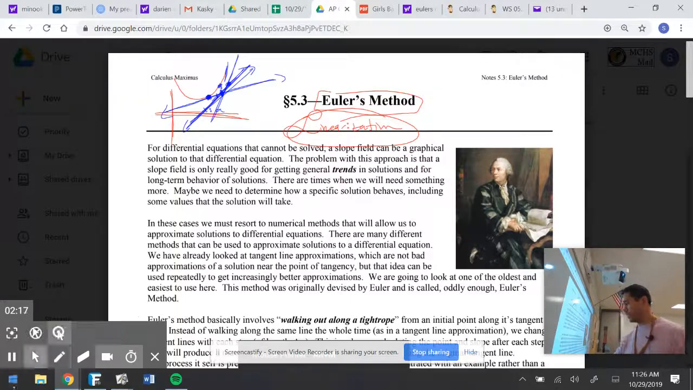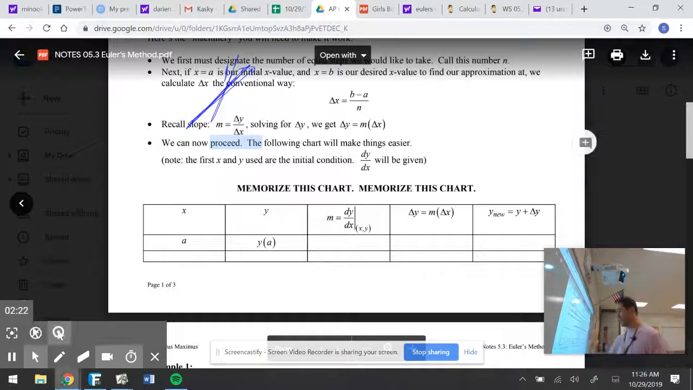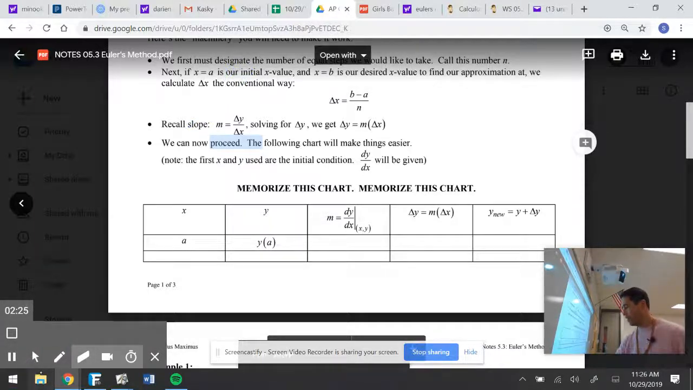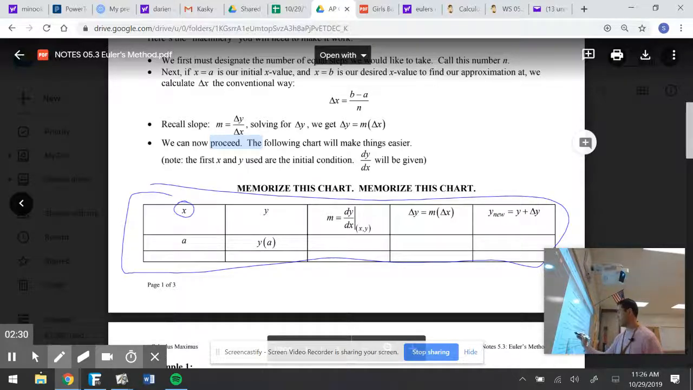So how do we use this in BC? Well, here we go. We have this ridiculously cool table that gets it all done for us. Okay, so we have our x, we have our y. That's where we start out. And then we have our slope of the original curve. We have what we call our change in y, which you could easily solve for, class, using your slope. And then we have what we call our new y.